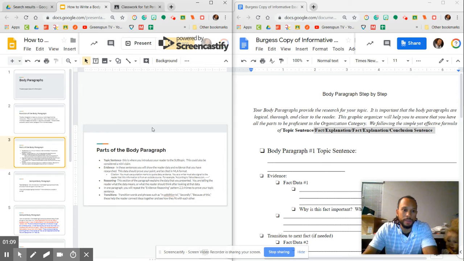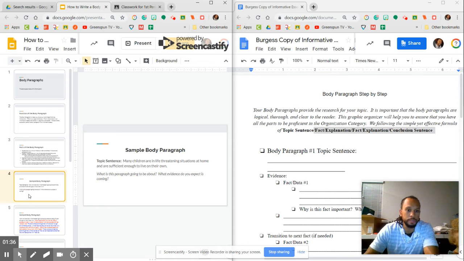Take a look at the parts of a body paragraph that we're going to be looking at. There are four main parts here. We're talking about the topic sentence, the evidence, the reasoning, and the transitions. One more time: topic sentence, evidence, reasoning, and transitions. That transition is going to go to your next paragraph as well, which is why right now I don't have a conclusion sentence in there. That's going to go for the very last paragraph, okay?